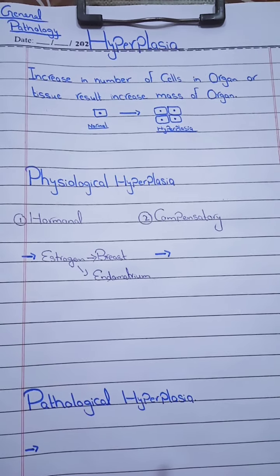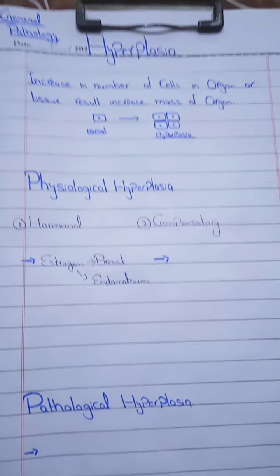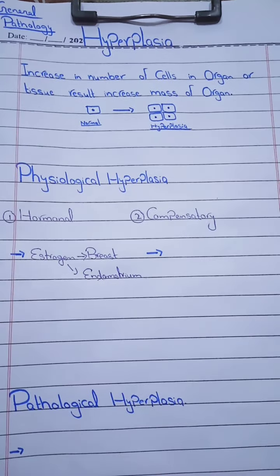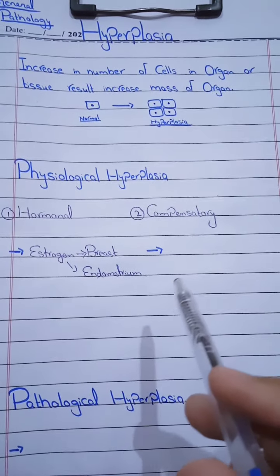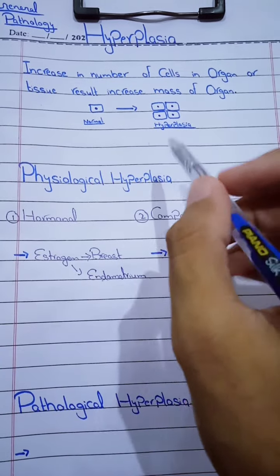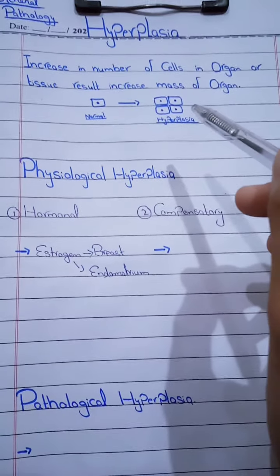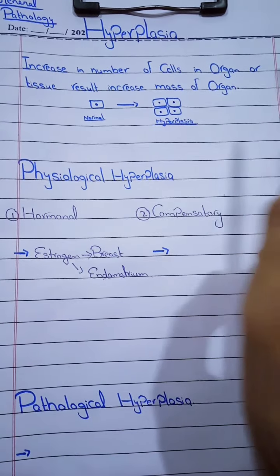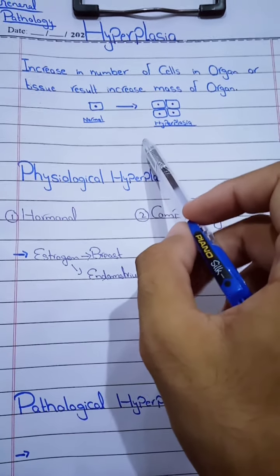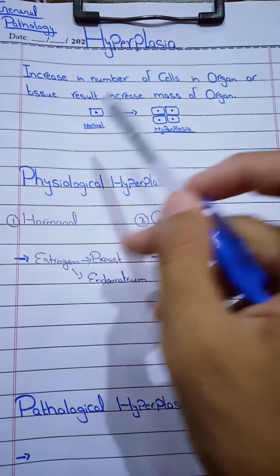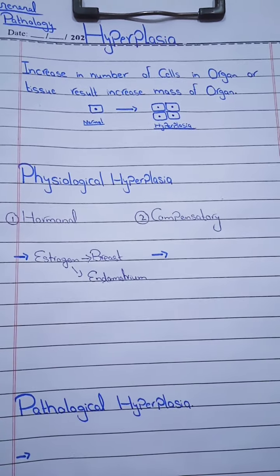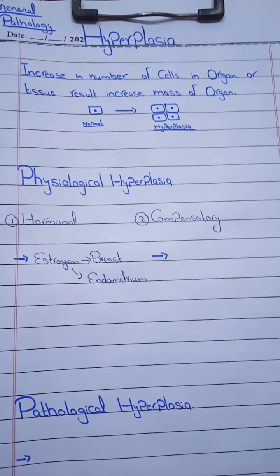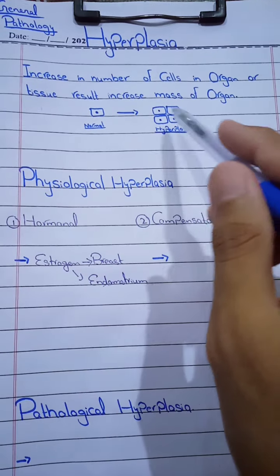This is a general pathology playlist and the topic is cellular adaptation: hyperplasia. So you know that if we put any kind of stress on the cell, it may increase the size or increase the number of the cells. In cellular adaptation, when we apply stress, there may be an increase in the size of the cell, the number of cells, the metabolic activity may be altered, and the phenotype of the cell may also change. So this is cellular adaptation, and hyperplasia is one of them.